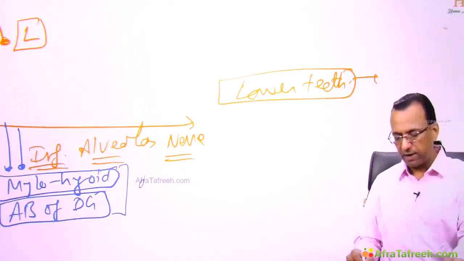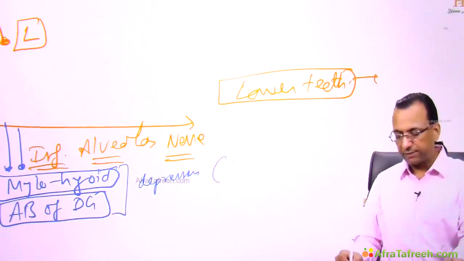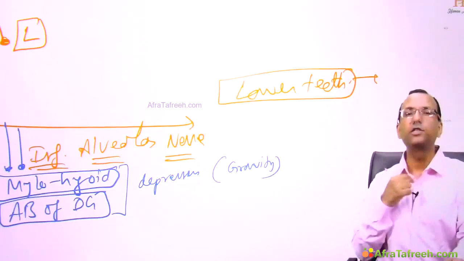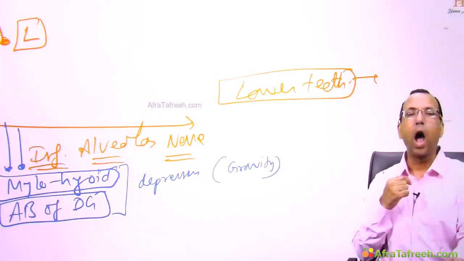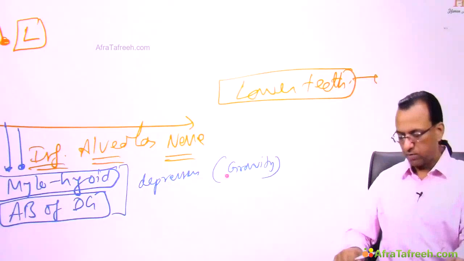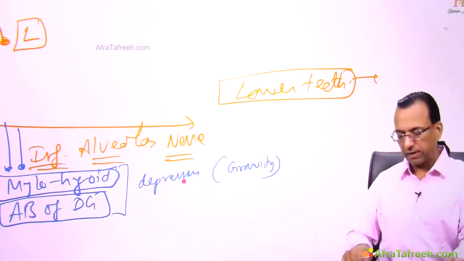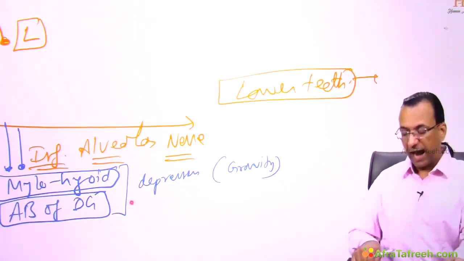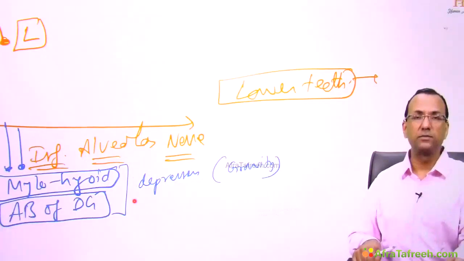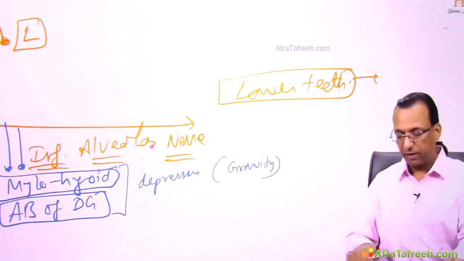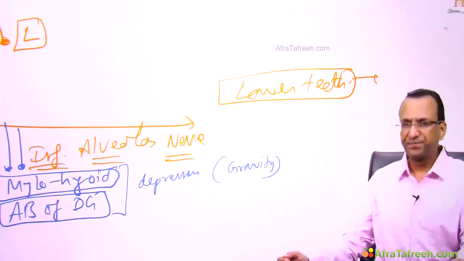Both are depressors of the mandible, helping gravity. Gravity pulls the mandible down, assisted by these 2 muscles, to open the mouth. You mean to say that to open the mouth, gravity is helping? Yes, and some depressors are helping. But you have not discussed the chief depressor. These are accessory muscles for depression. Who is the chief muscle of depression? That we'll see. Mylohyoid and anterior belly of digastric are supplied by the inferior alveolar nerve, a branch of the mandibular nerve.